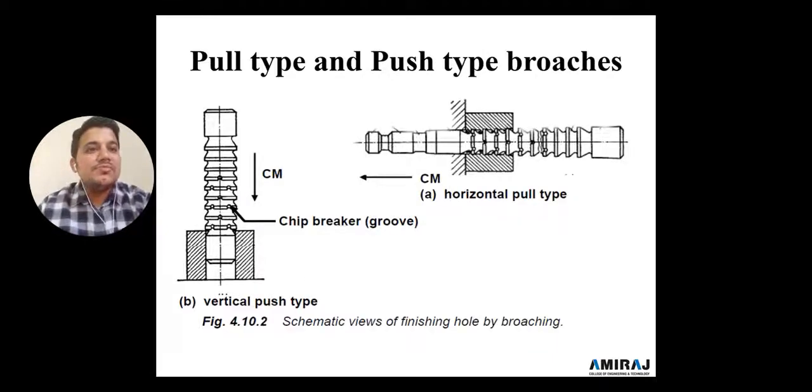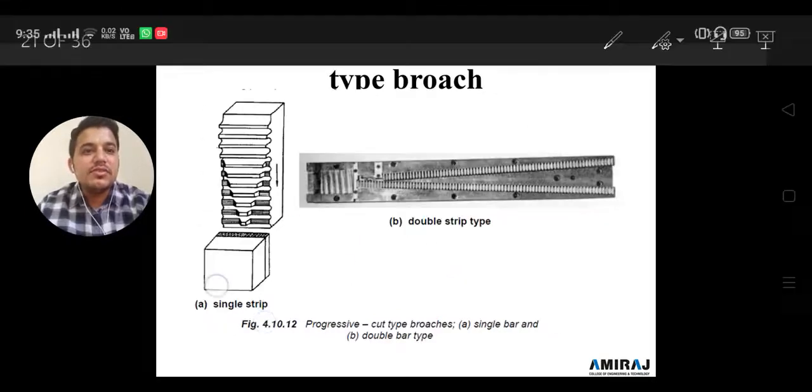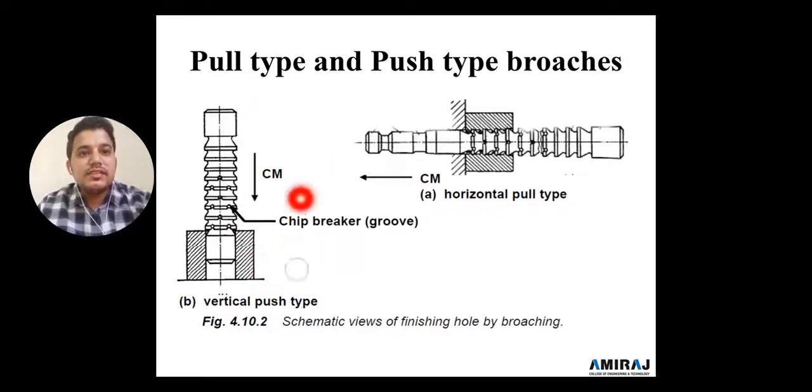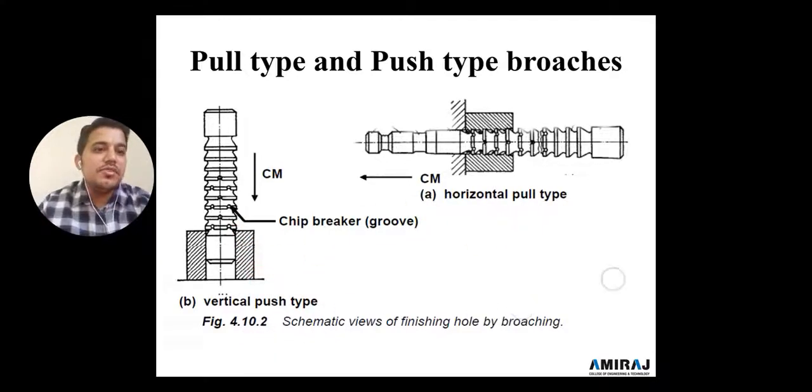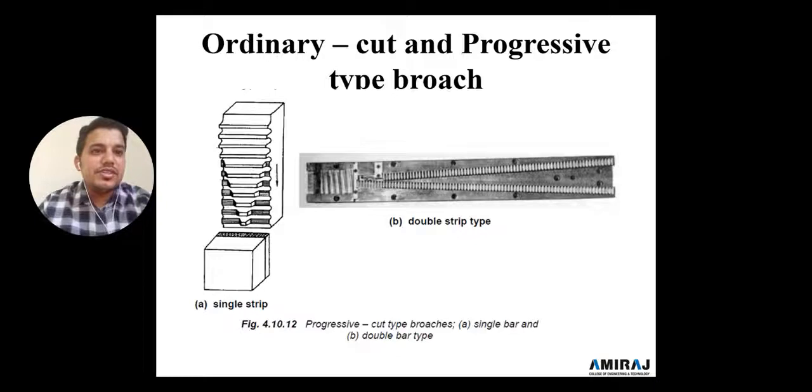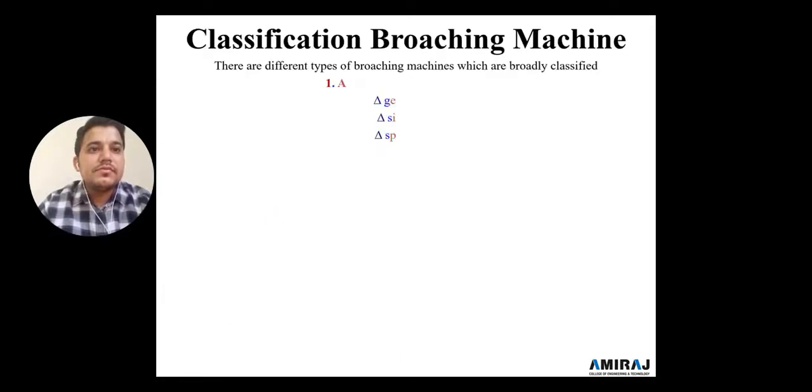Then this is the pull and push type. We already know that this is the vertical push type and this is the horizontal pull type. Next, ordinary cut and the progressive type of cut. When we are taking a single strip, this is particularly the workpiece here, and this is the broach tool, and this is a double strip type, you can observe here. So this is particularly the progressive type of cut. We increase the increment here, you can observe step by step we increase the cross section of the particular grooving.